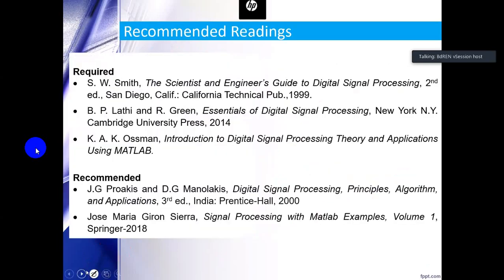Not necessarily. You can check some examples. In this case, okay, let me check it.